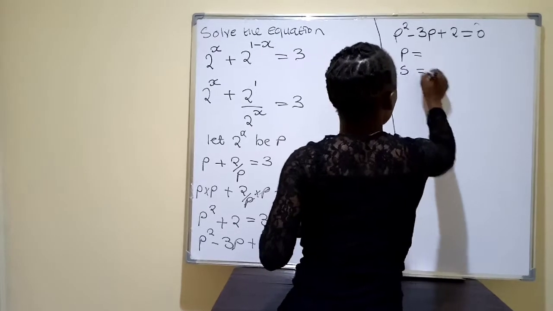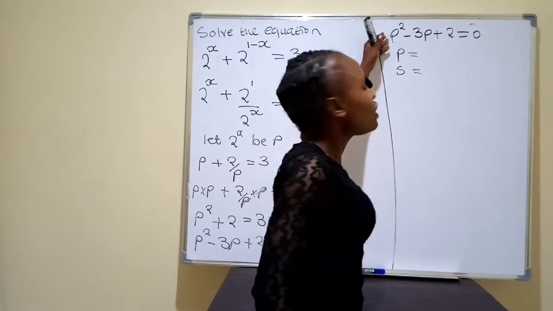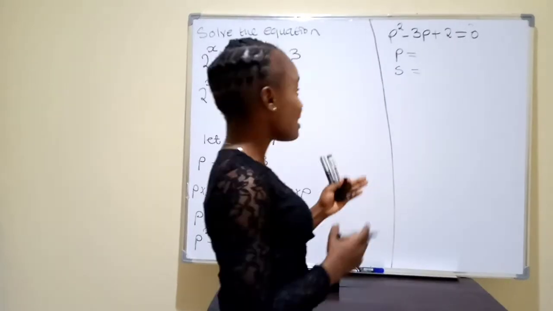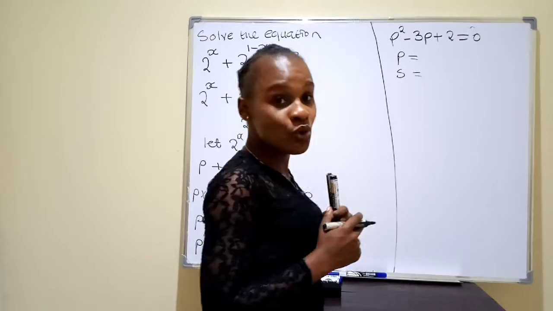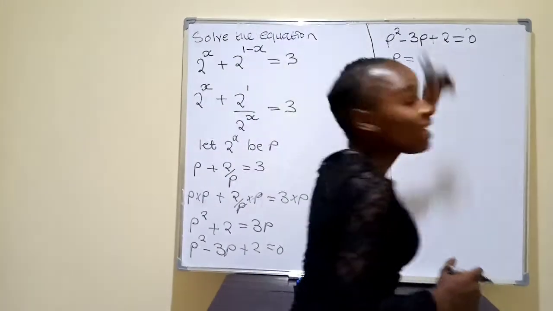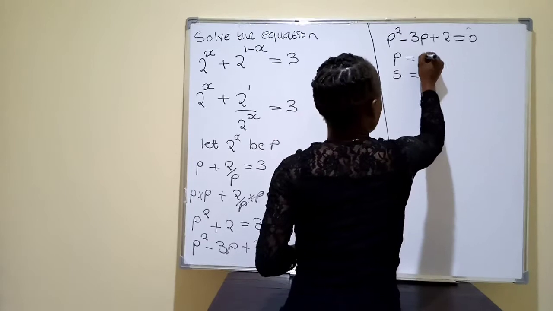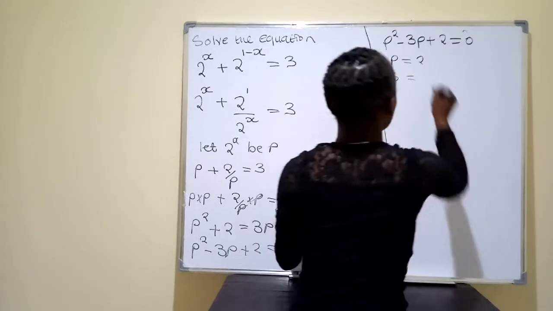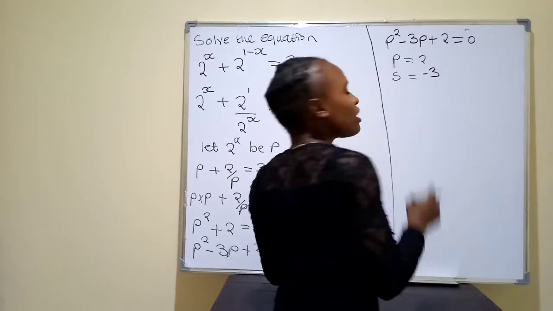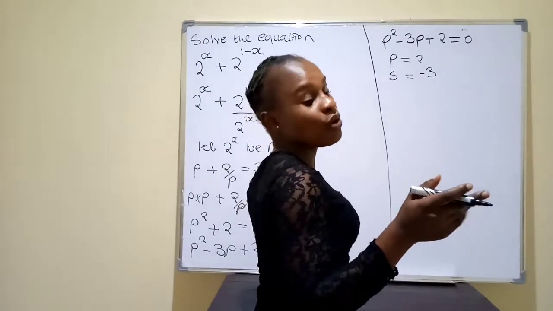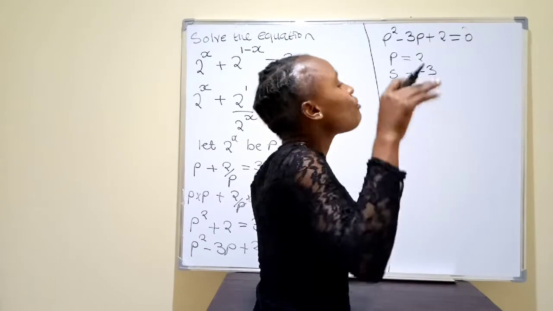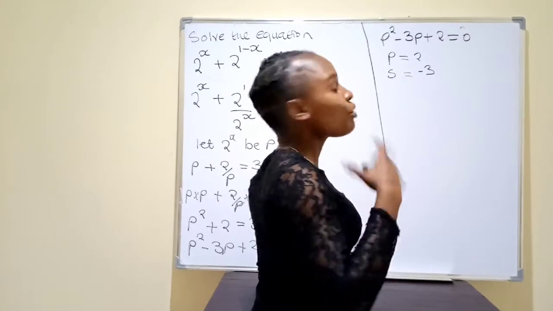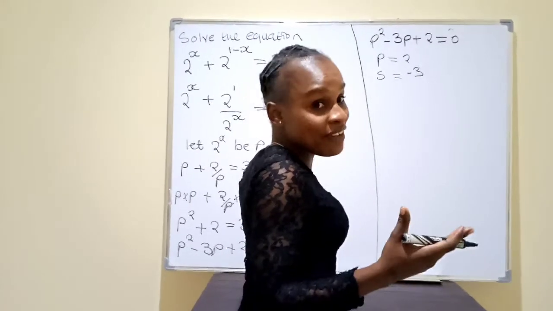For us to get the product, we simply get the coefficient of the variable that is raised to the power 2 multiplied by the constant. In this case, the coefficient of p squared is 1. So 1 multiplied by 2 gives us 2. Then the sum is just the addition, which is the middle term. We have negative 3. So now that we know the product and the sum, we're going to look for two numbers that when we multiply those two numbers, it's going to give us what we have as the product, which is 2. And when we add those two numbers, it's going to give us the sum.